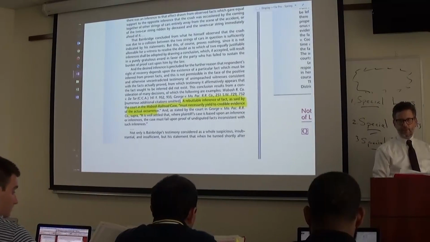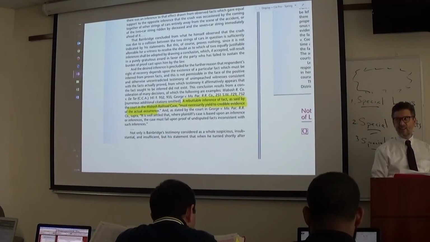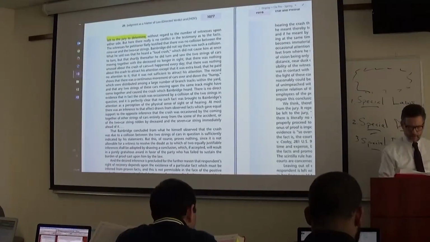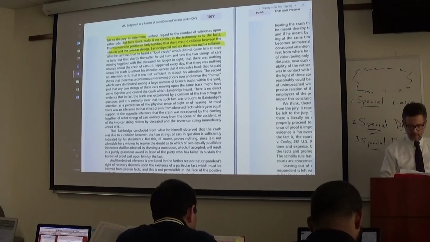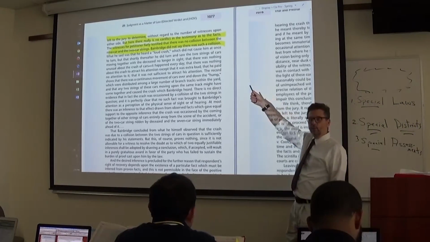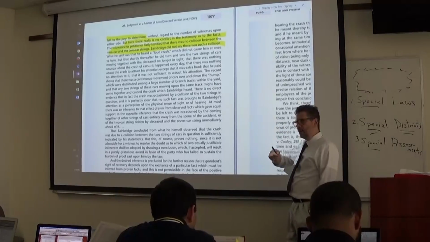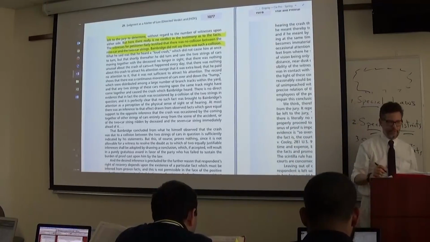Lily, you had your hand up too? Yeah, I was going to go with both. I was going to go a little bit beyond where Nick says and say, but here there really is no conflict in the testimony as to the facts, and then they talk about. Yeah. Bainbridge didn't say there was such a collision, right? Okay, all three, very good.